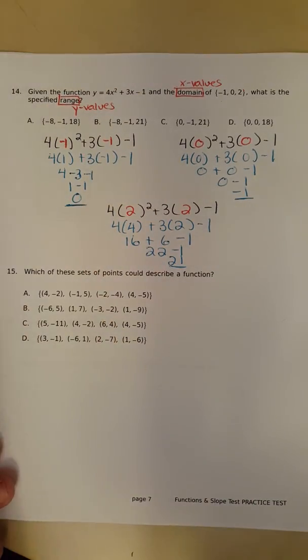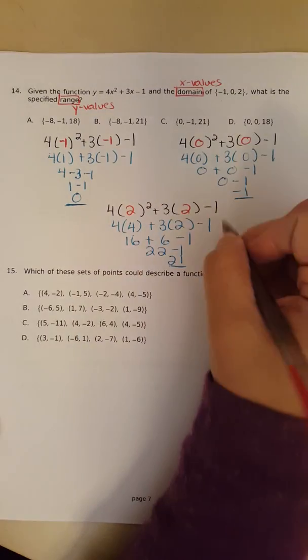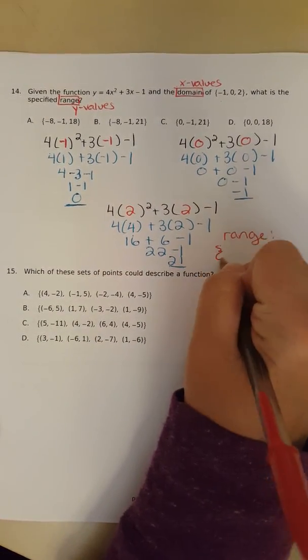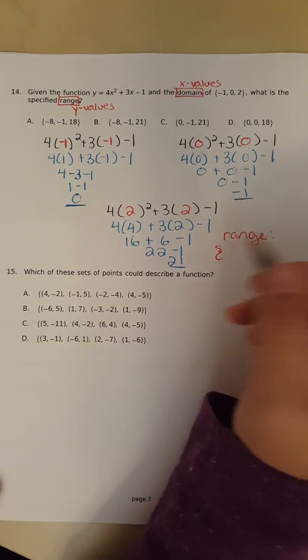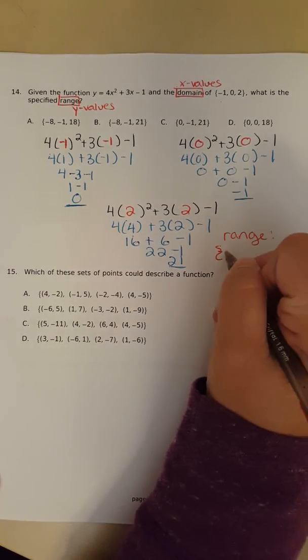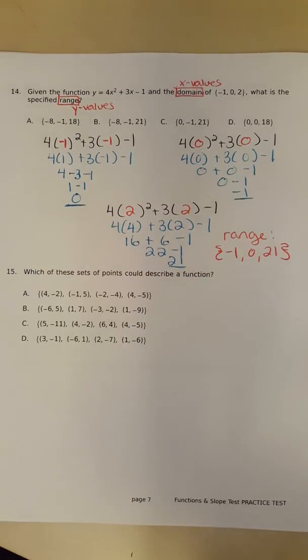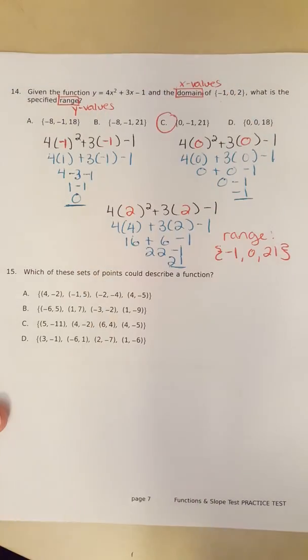So those are our 3 range values. And if it wasn't multiple choice, I'd go through and I'd figure out range. And I'd write my set. And I'm going to go from my lowest to my highest number. So my smallest is -1, and then 0, and then 21. And the answer choice that matches up with that is going to be this answer choice C.